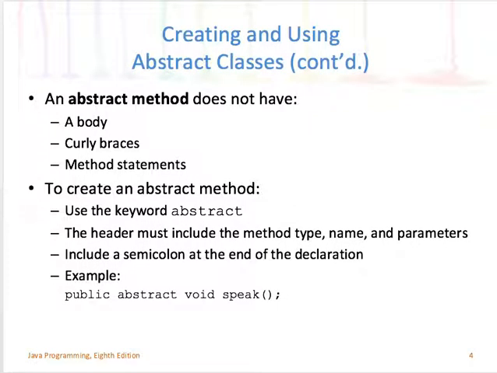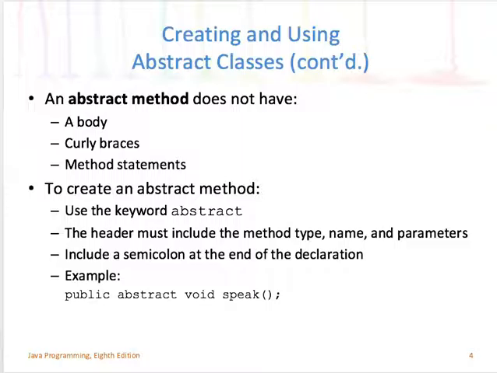So what does it not have? The abstract method does not have a body. It does not have curly braces, and it doesn't have method statements. When you go over the lab this week, you'll see me create an abstract class for you and show you how to do it, and you'll see how I go through it, and then it'll make more sense.